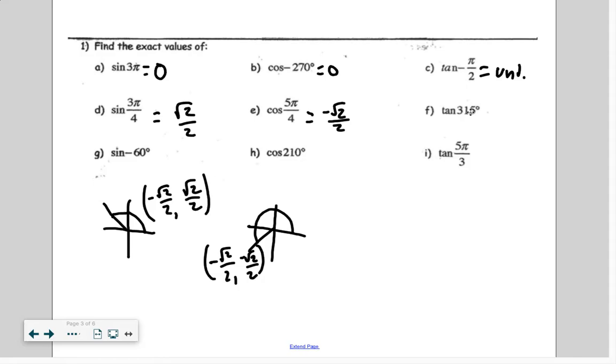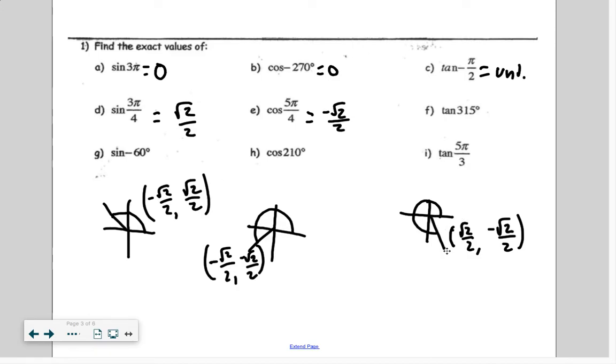315. If you do 360 minus 45, that's 315. So that's going to be a 45-degree angle, or a reference angle of 45 degrees. And it's going to be right here. If it's on the unit circle, we're working with root 2 over 2, negative root 2 over 2.